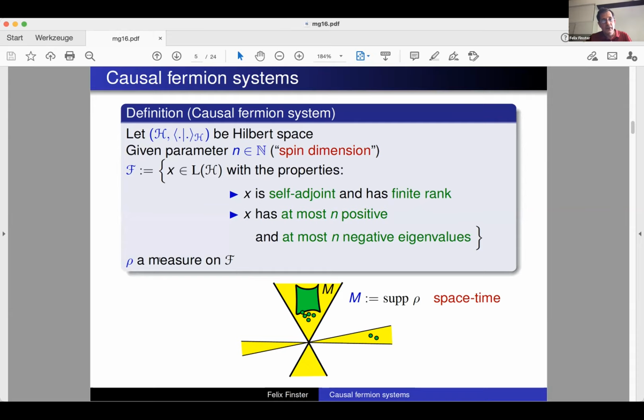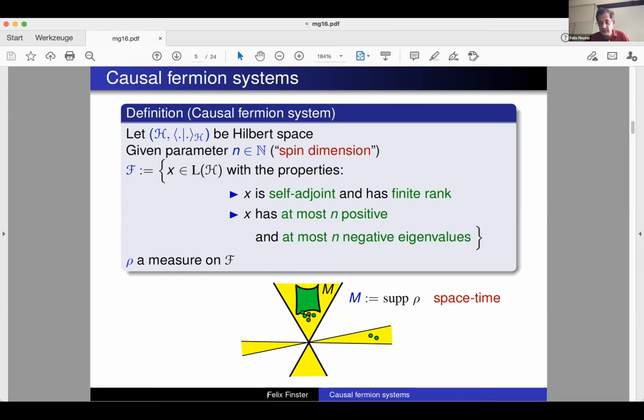I have a picture, just so you have something concrete in mind. This yellow set is the set of linear operators with these properties. It is like a star-shaped region in the space of all linear operators. And then the measure determines a certain subset, the support of the measure, and this could be continuous, it could be discrete. So we can describe continuous and discrete space-times.